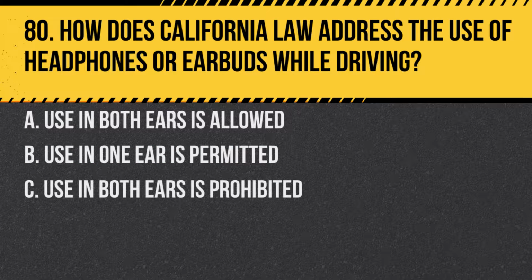Question 80. How does California law address the use of headphones or earbuds while driving? A. Use in both ears is allowed. B. Use in one ear is permitted. C. Use in both ears is prohibited.